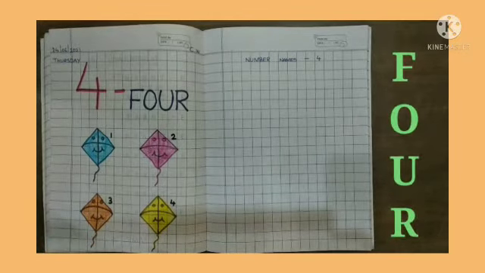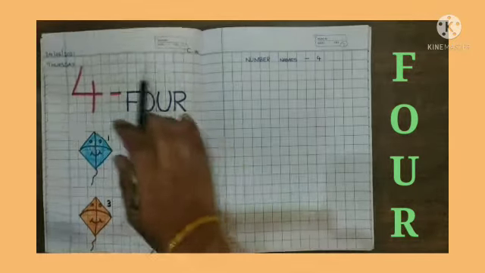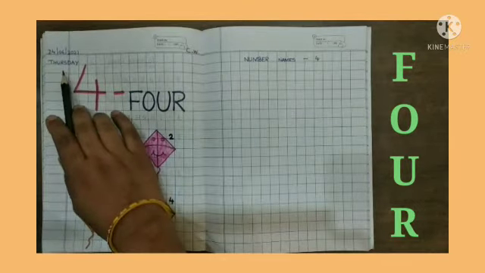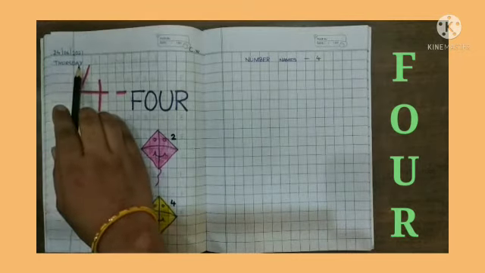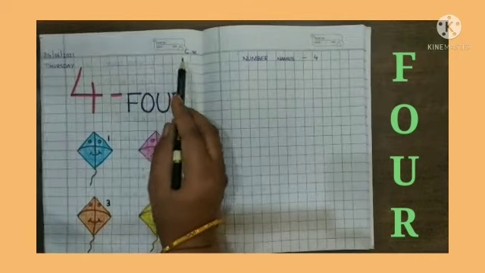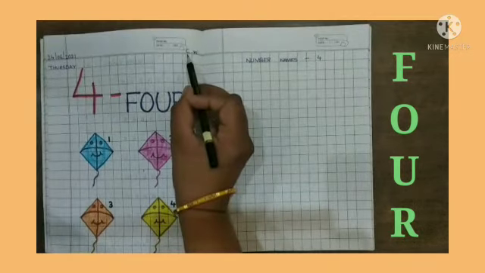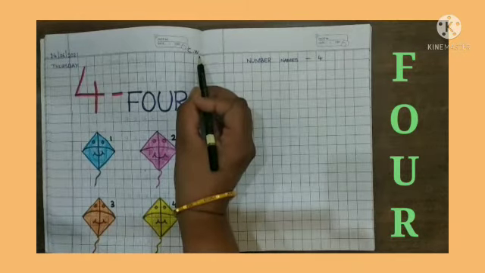Now see here, children. Now we write the spelling of 4 in our notebook. Before that, on the left side of the page, you mention today's date and day. And on the right side of the page, you mention classwork. C stands for class and W is for work.